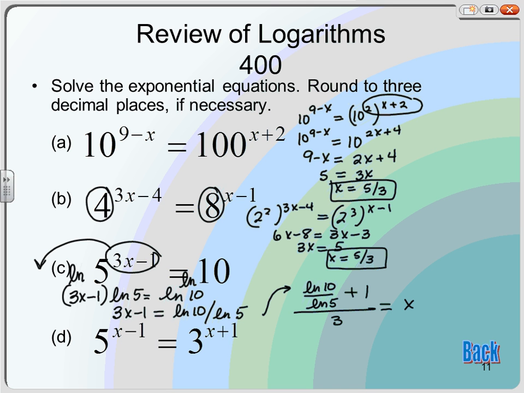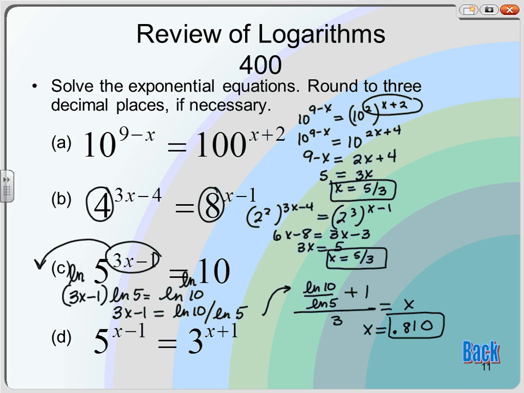Okay, so I'm going to do that all in my calculator at once. So we'll do natural log of 10 divided by natural log of 5, plus 1, divided by 3. And that ensures that I don't have a rounding error. So I get 0.810, to 3 decimal places.